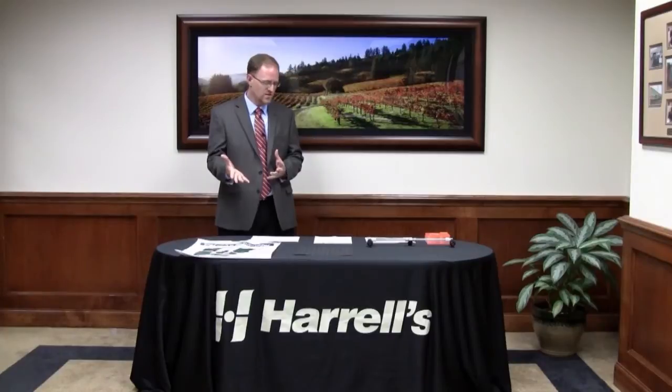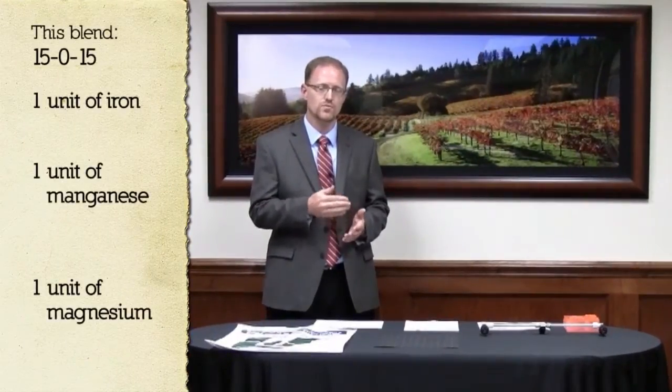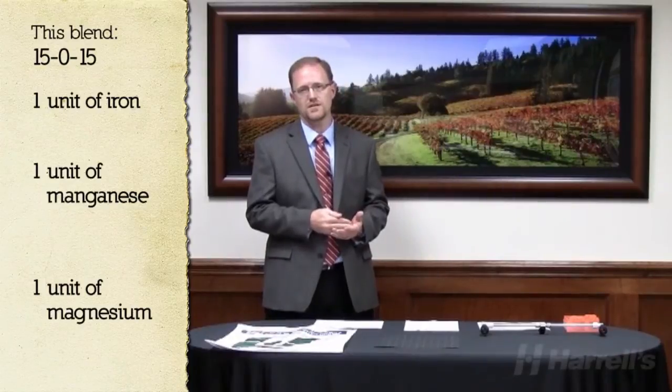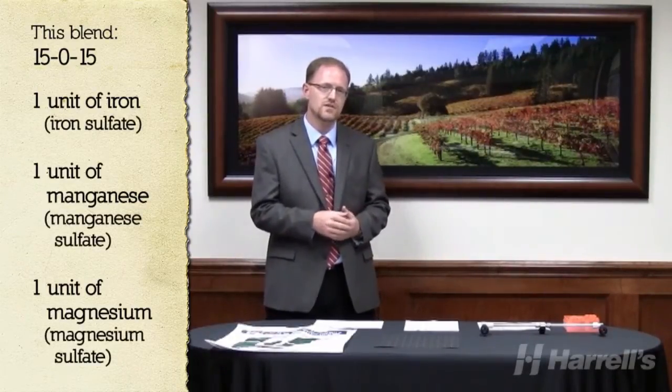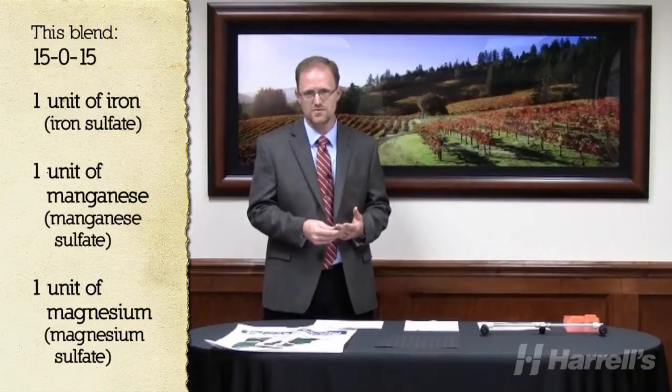I'm the marketing manager for the T&L division of Harrell's, and I'm here today to speak with you about minor elements in blended fertilizers. It's a very common product. We blend it every day. We're going to talk today about a particular blend, a 15-0-15 with 1 unit of iron, 1 unit of manganese, and 1 unit of magnesium. Those elements are going to come from the raw materials iron sulfate, manganese sulfate, and magnesium sulfate.